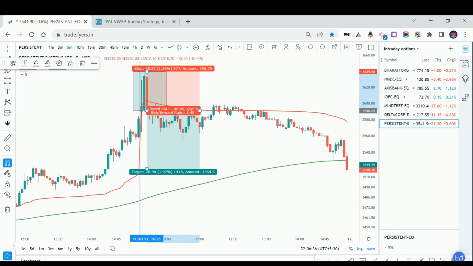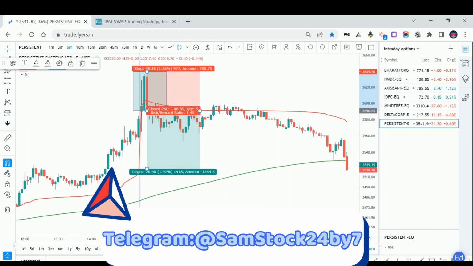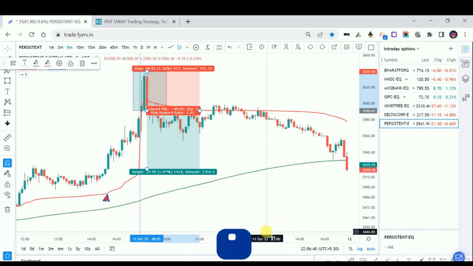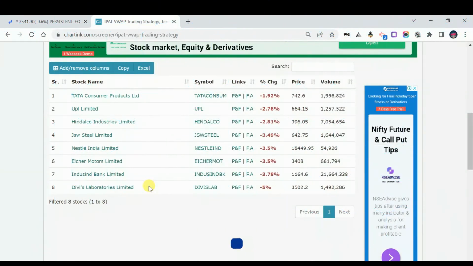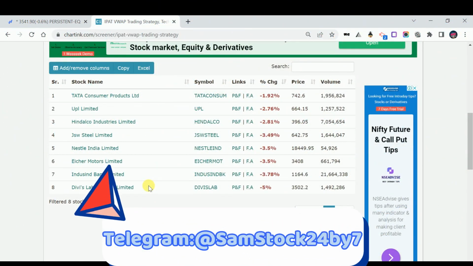So this is all about this strategy and the backtesting examples as well. You can use this intraday strategy to get the most benefit out of it.